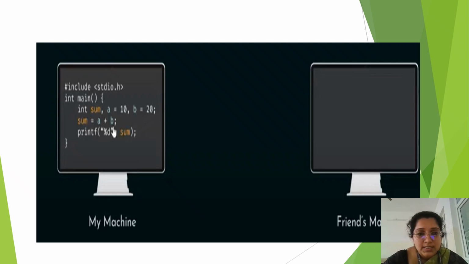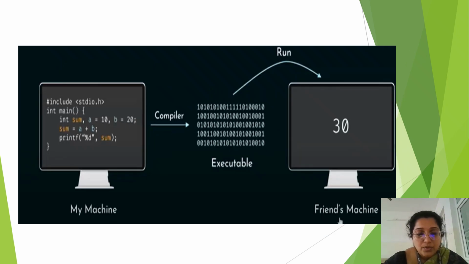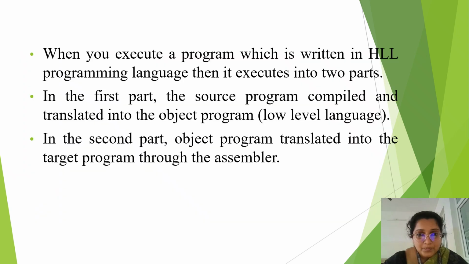So here we have an example. On one machine, a program is written in a high-level language, and I have to get the output of this program on my friend's machine. So how will we get it? The source code, or the high-level language, is compiled and translated to executable binary code. And through this executable binary code, I get the output on my friend's machine. So this is the output which I have been running on my friend's machine.